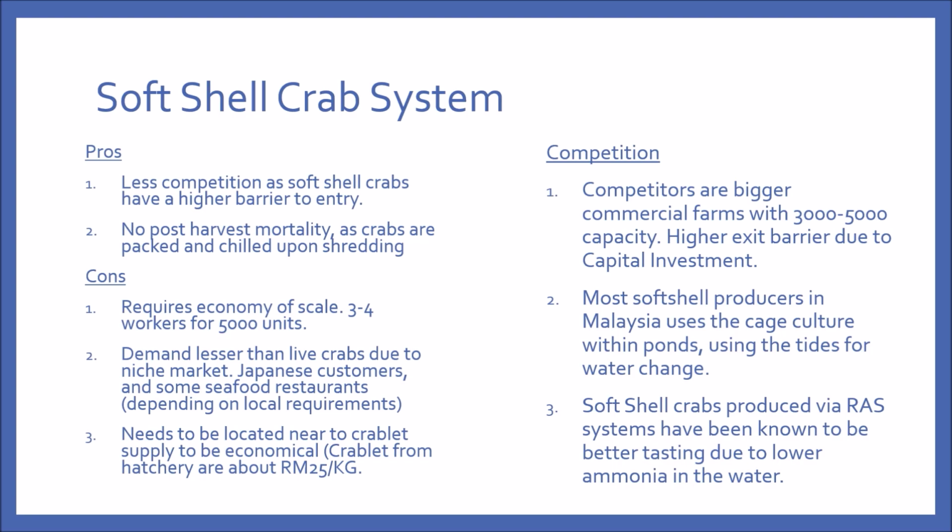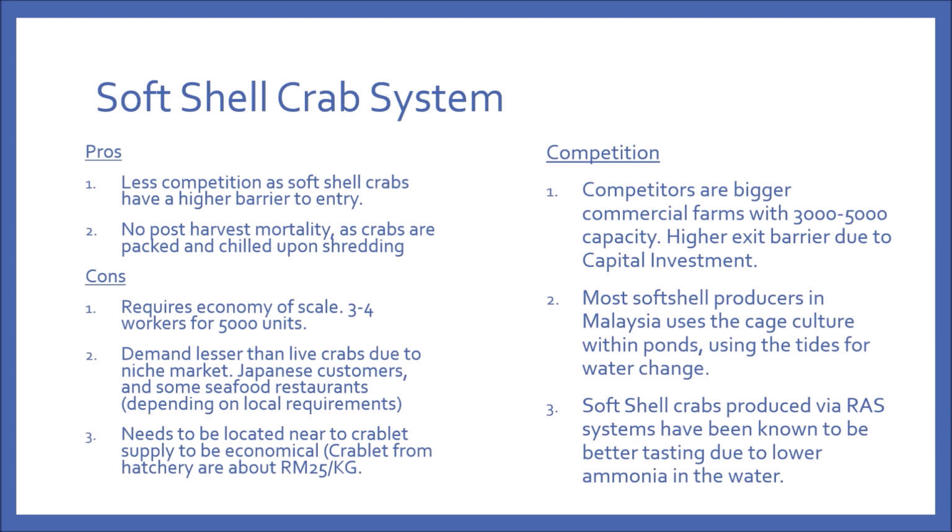However, you need to understand that you need what we call economies of scale, so you're going to need 3 to 4 workers and at least 5,000 units to be economical. Also, the demand for soft shell crab is slightly lower than the live crab market. You're looking at specifically Japanese restaurants or some specific restaurants. And in order to be economical, you usually need to be located near a huge crablet source, or beside a hatchery that could consistently provide you with crablets, because if you're running soft shell crab, you're going to run at a very high volume.